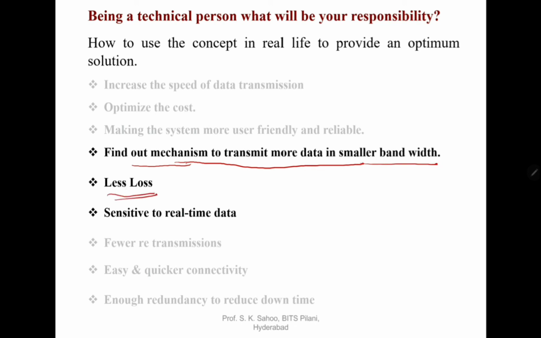At the time of transmission, there will always be loss in the medium. If you can find a mechanism to reduce the loss, that will be good.